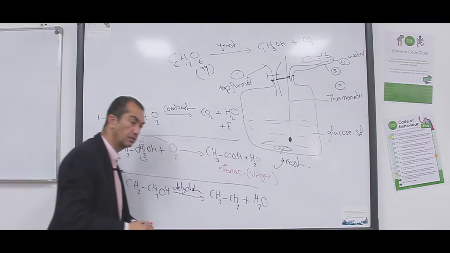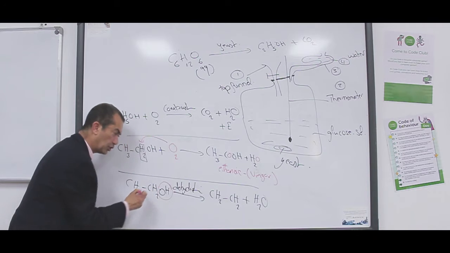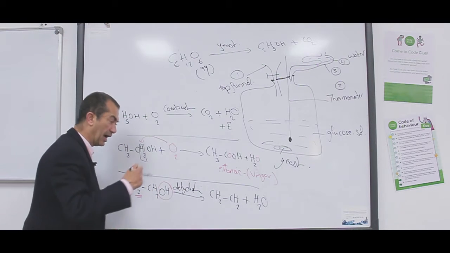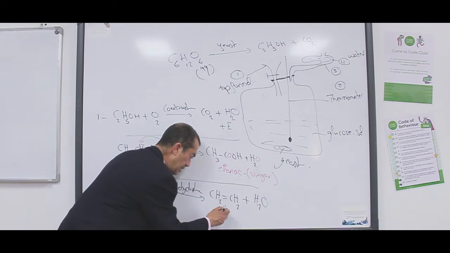What happened? Who can tell me what happened? I removed this OH and I removed one of these hydrogen atoms. So I am going to put again the double bond. So this is ethene.